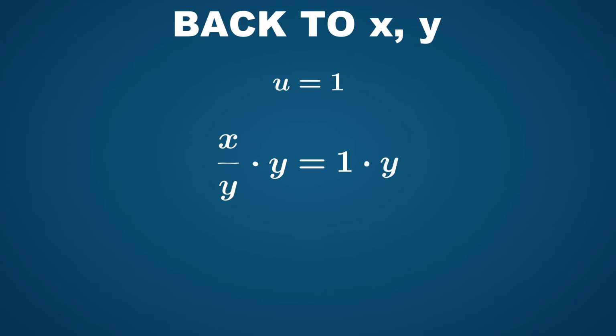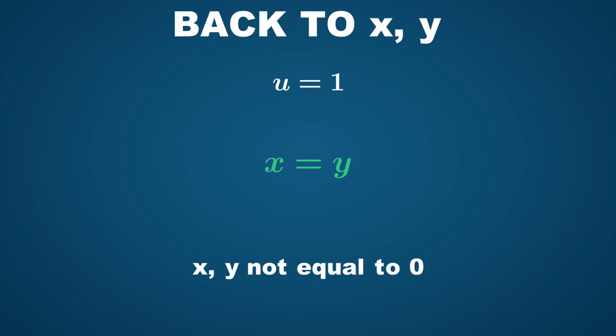To isolate x, we multiply both sides of this equation by the variable y. On the left side, x divided by y multiplied by y cancels the y terms, leaving just the isolated variable x. On the right side, the number 1 multiplied by the variable y is simply y. We arrive at the result: x is equal to y.